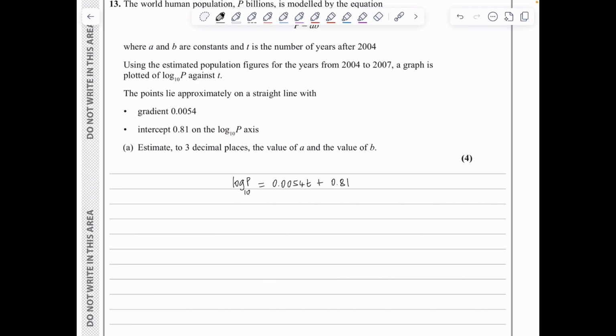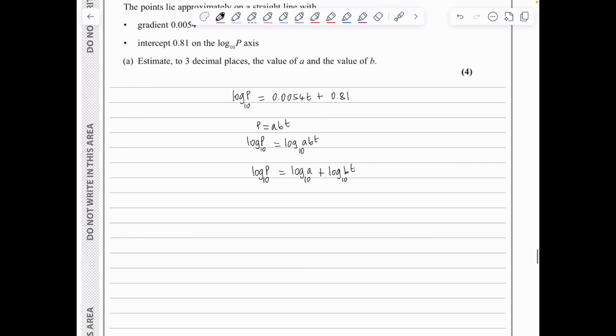Now taking the original model, which says that P is A, B to the T, I can take log of both sides. So we're looking at log of P base 10 being equal to log of A, B to the T base 10. So we've got log of P base 10 is equal to log of A base 10 plus log of B to the power of T base 10. And I can now use the power law of logarithms to say that log of P base 10 is equal to log of A base 10 plus T log of B base 10.